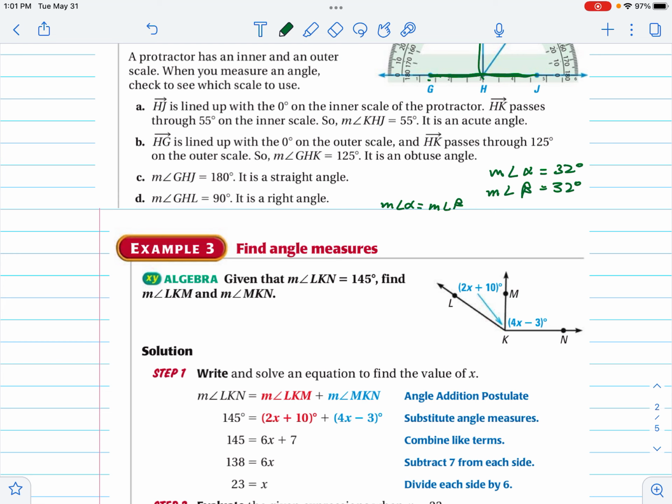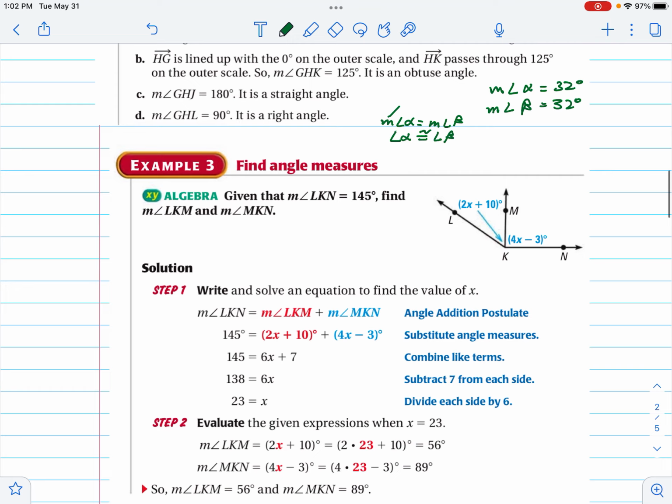Now, what that means is that angle alpha is congruent to angle beta. That's what that means. Angle alpha is congruent to angle beta. Okay? So if it's got the M, the measure of alpha is equal to the measure of beta. If it doesn't have the M, we talk about congruence. So we use the congruent symbol.